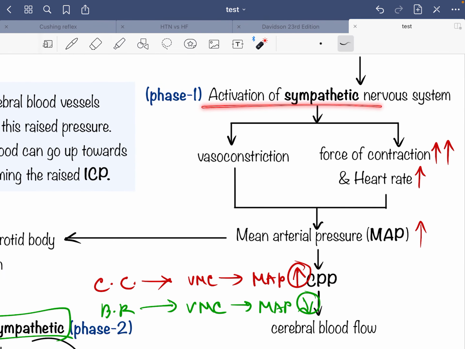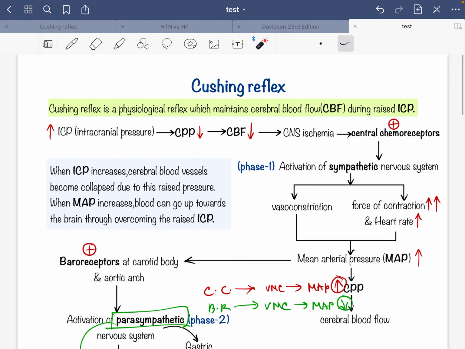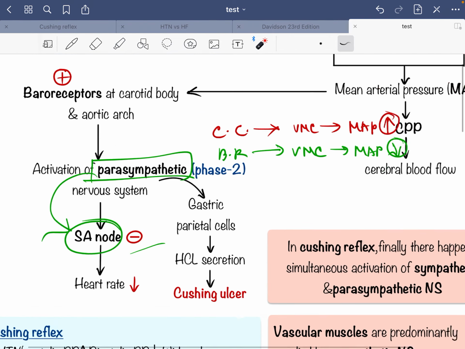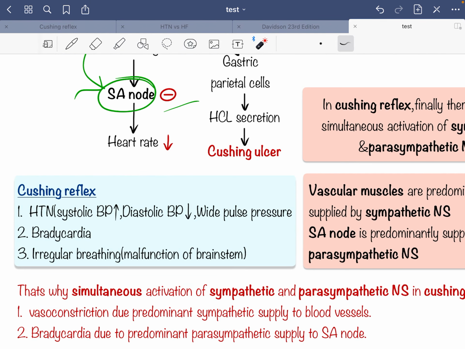But on the other hand, the overactivity of the sympathetic nervous system on your heart is increasing your force of contraction, so there will be increased systolic pressure. Yes, so in the case of Cushing reflex, due to simultaneous activation of the sympathetic and parasympathetic nervous systems, there will be three things. One is increased systolic blood pressure, another is decreased heart rate, that means bradycardia, and another one, due to this simultaneous activation, is irregular breathing. Okay, so these three things are known as Cushing triad.